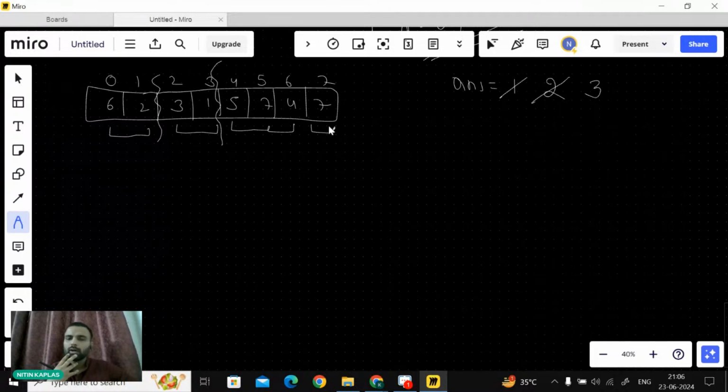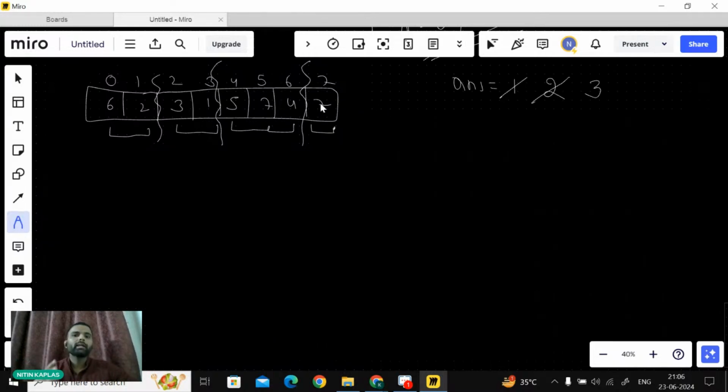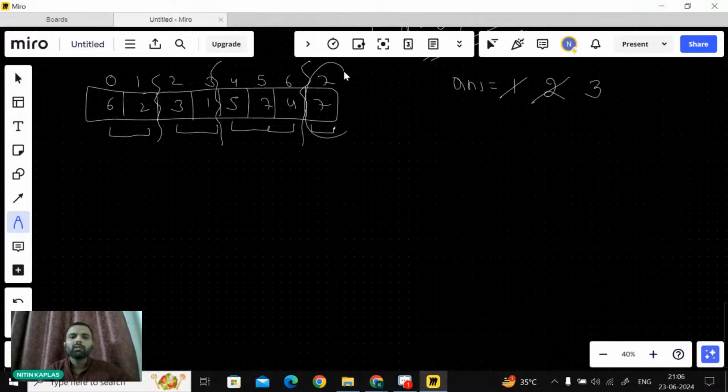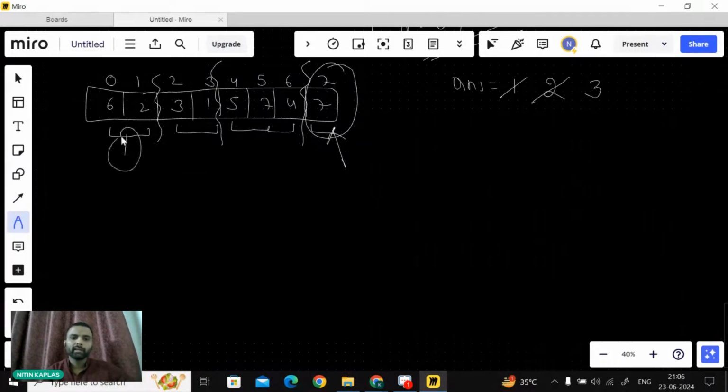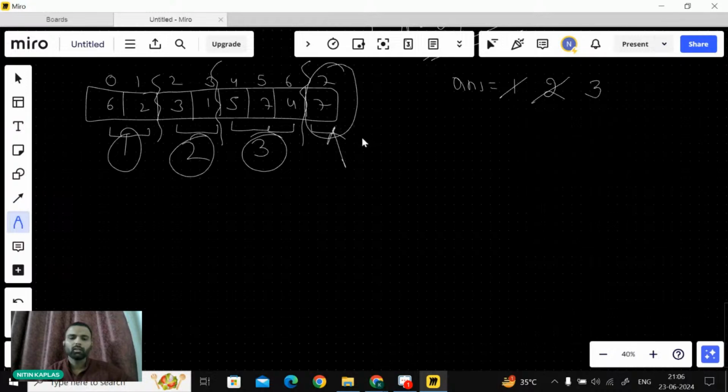I'm not asking anyone to take that element in their subarray, because nothing is left after that, right? And I'm not able to segregate all the elements into different groups. That particular element will remain empty. It's not in any other group. This is the first group, this is the second group, this is the third group, and this is the alone element which is left. So in that case, we are not able to solve that part.